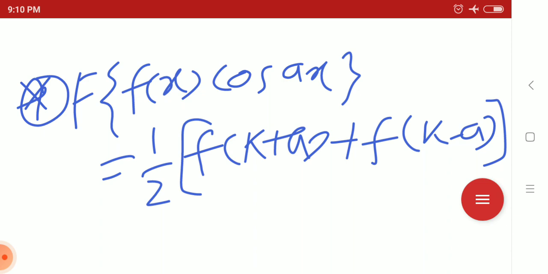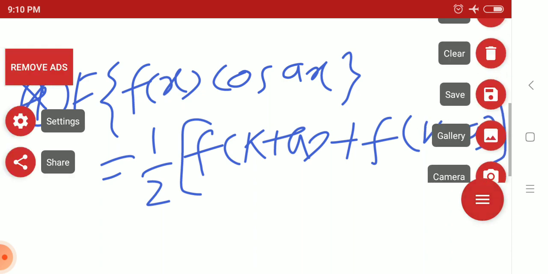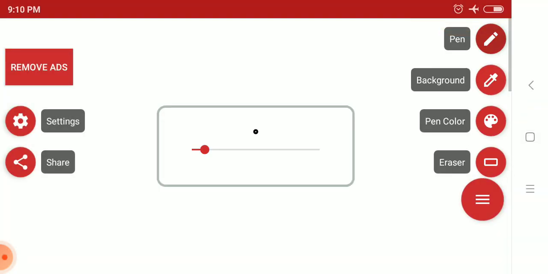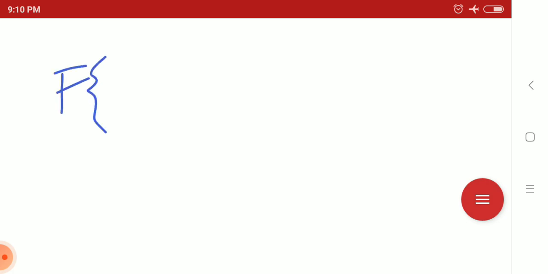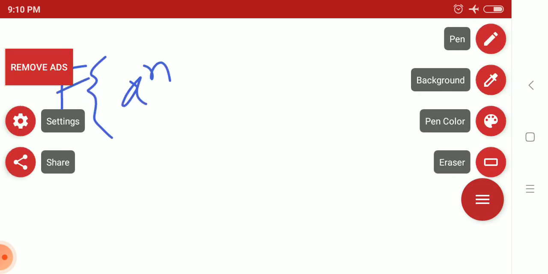This is another property. Now one of the most important properties I am going to discuss: the Fourier transformation of x to the power n.